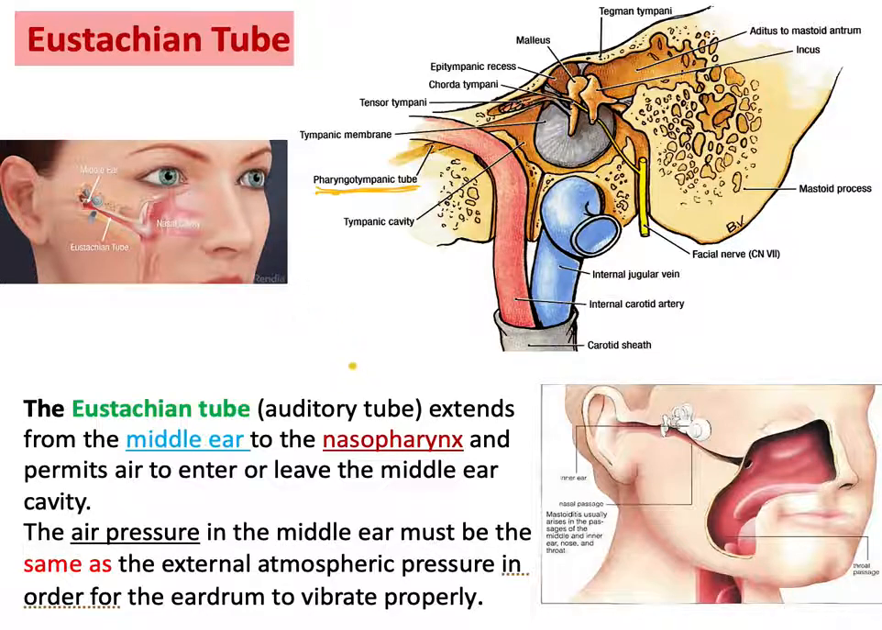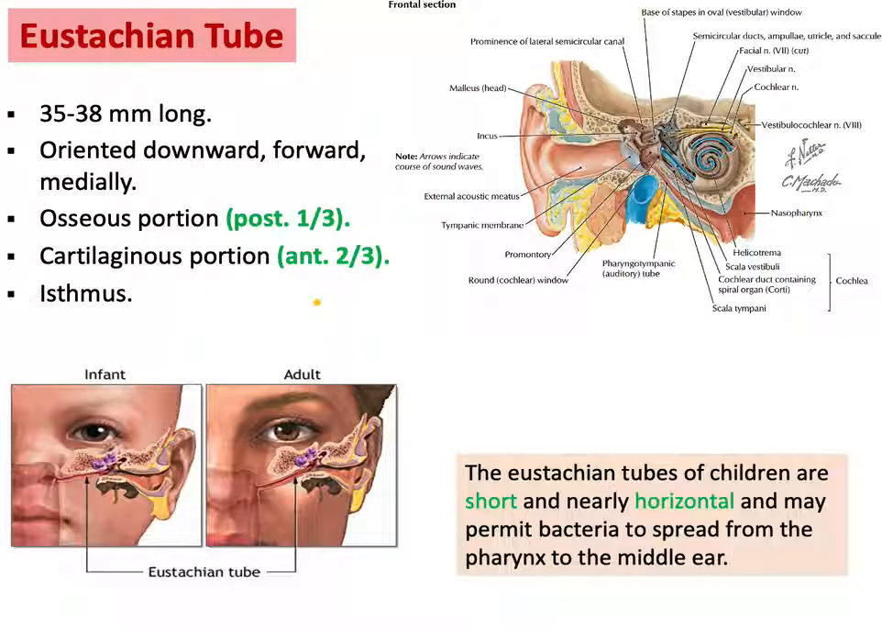Anyway, the eustachian tube extends from the middle ear to the nasopharynx, which is very important, and that means it permits the air to get in and also leave the middle ear cavity. So it's a connection between the nasopharynx and the middle ear. So what's the significance of this tube?